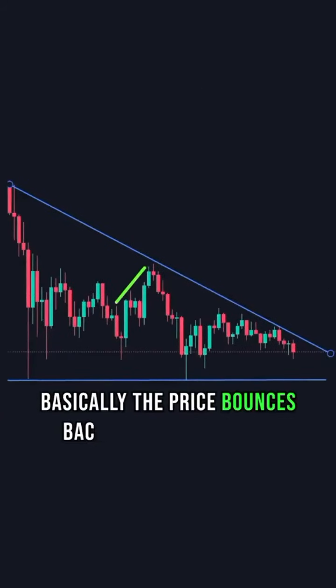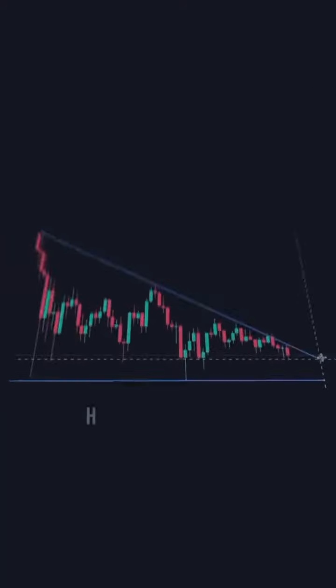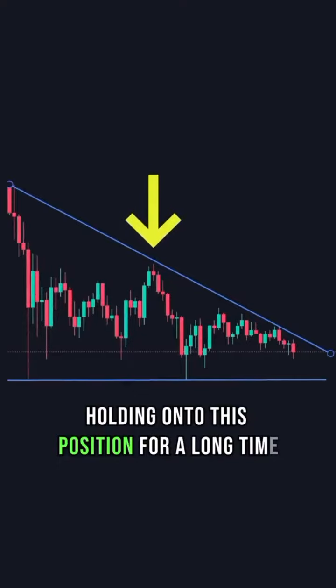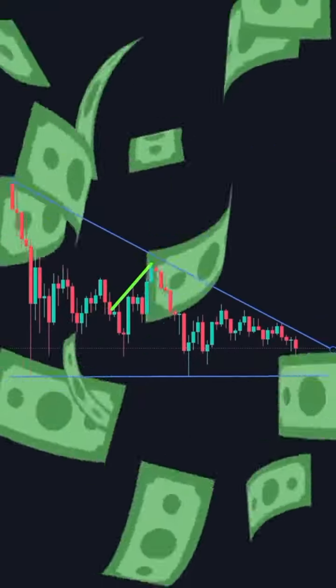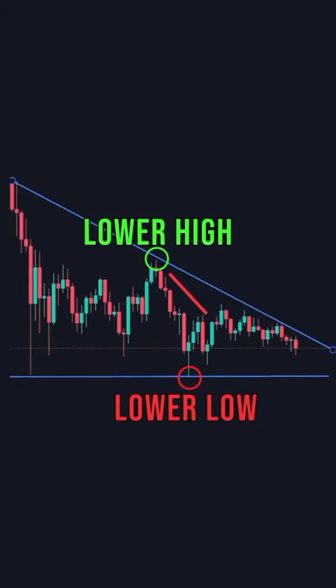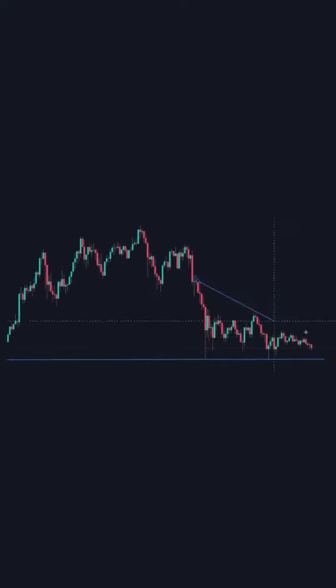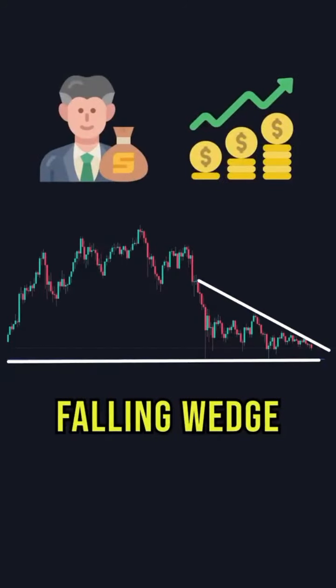Basically, the price bounces back up after the drop, tempting buyers to invest in the hopes of the price going back up soon. But holding on to this position for a long time can be tough for many traders, so they usually take profits after the price slightly goes up, creating what we call a lower high. And then the market drops again, making a lower low. Basically, the wedge shape that we see is partly because buyers are cashing in on their profits.